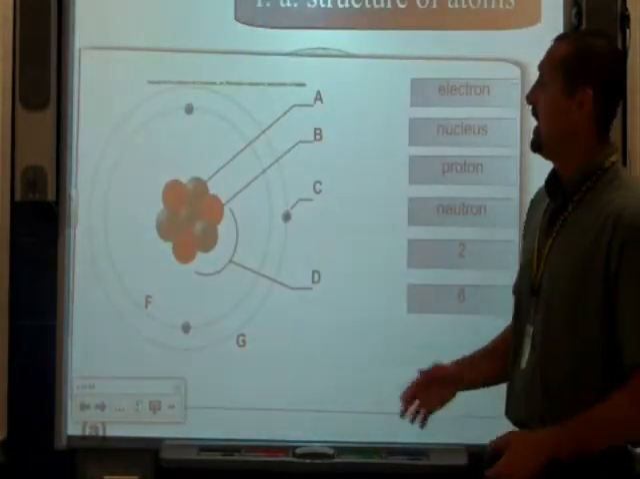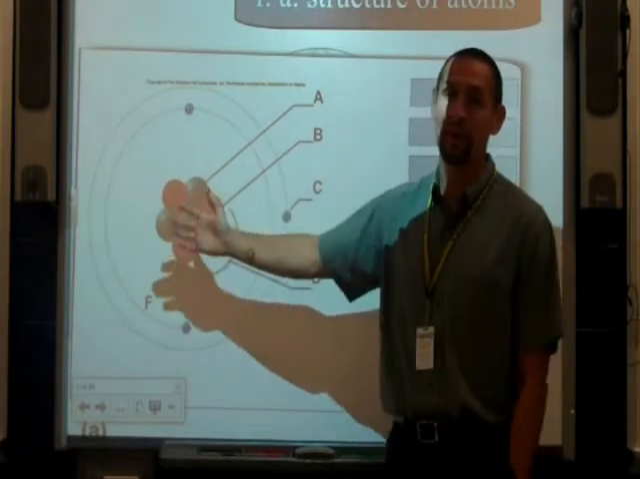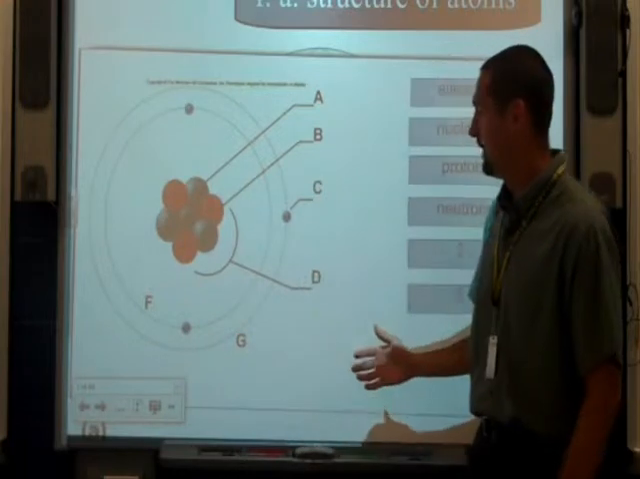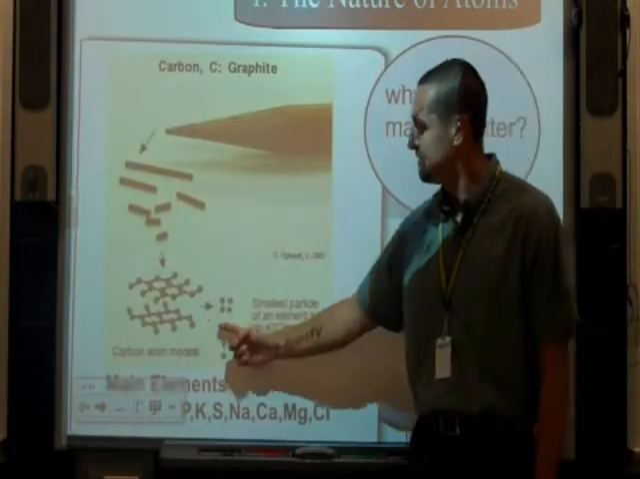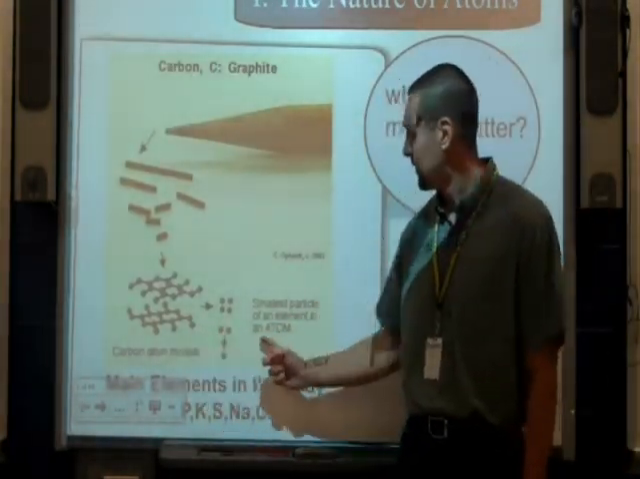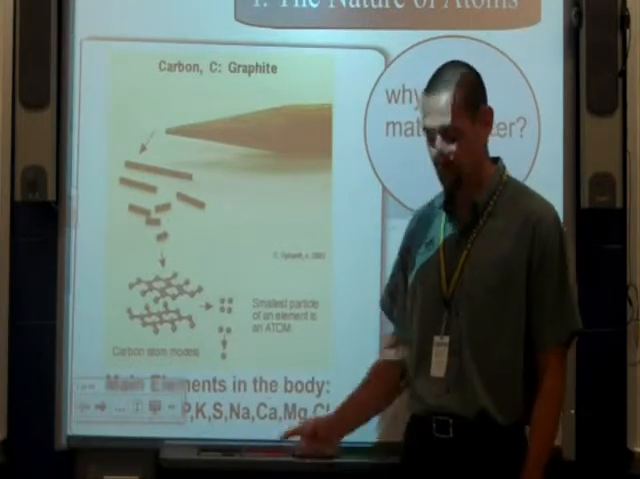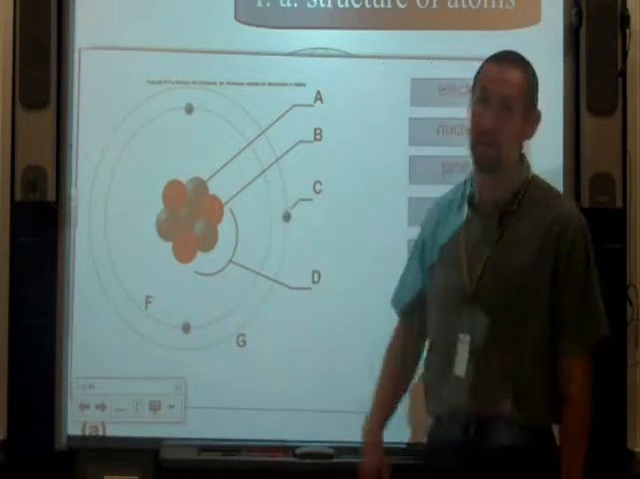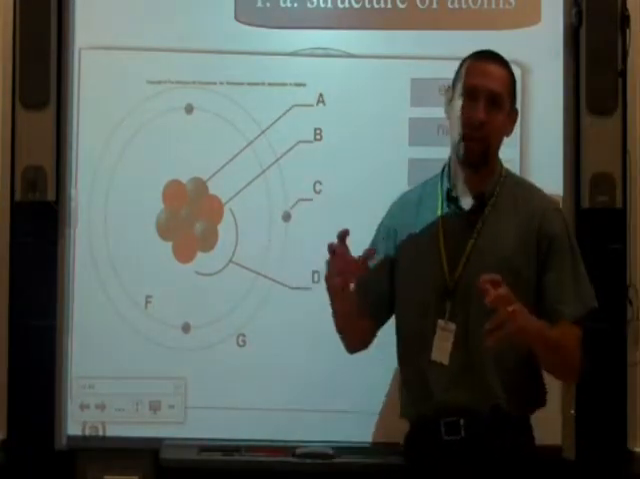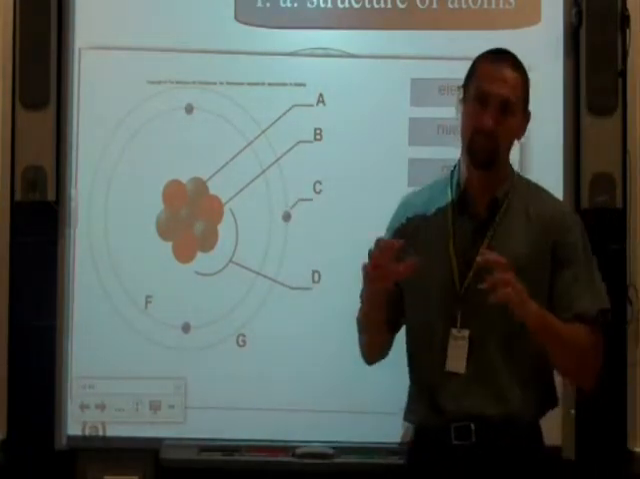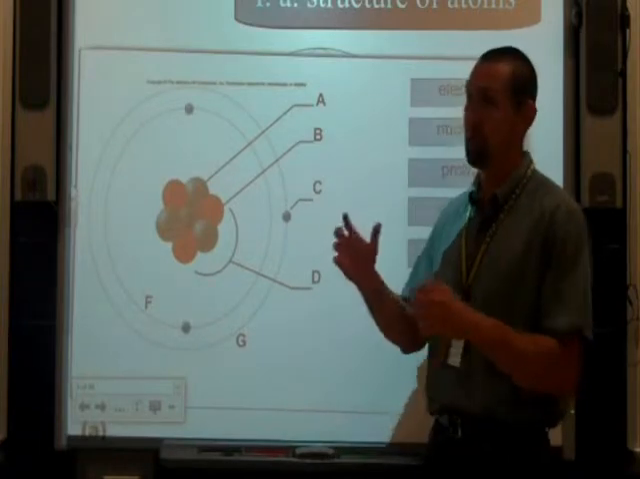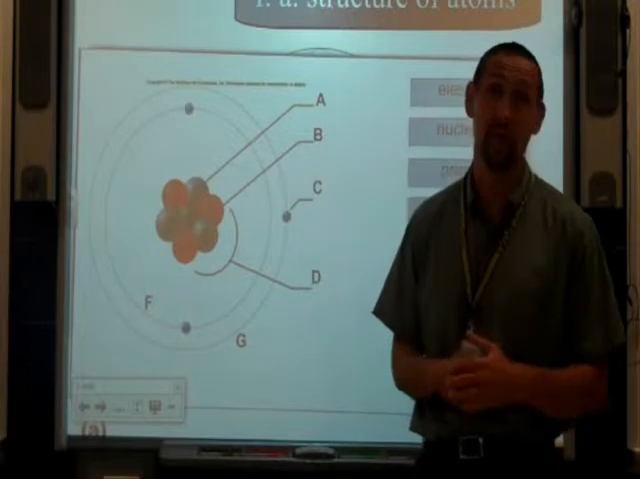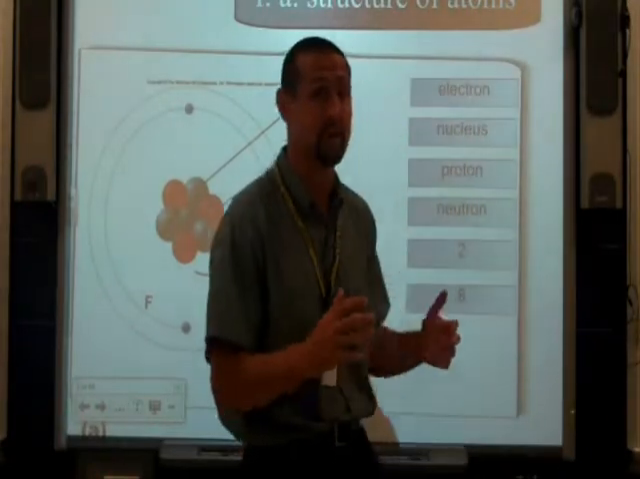So if I were to take that element and just look at one atom, like one small particle of it, the smallest particle of an element is an atom. If I were just to look at one of those atoms, what are some of the parts of that atom that I would see? What are some of the main parts of an atom? What does an atom consist of? What's it made up of?